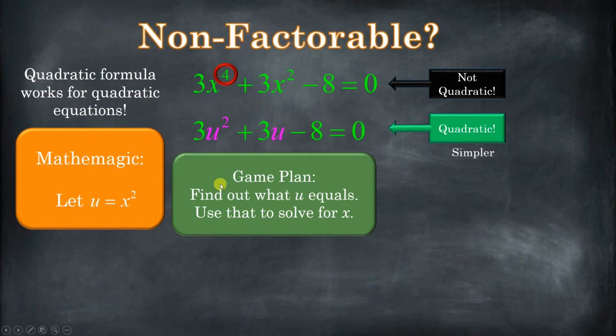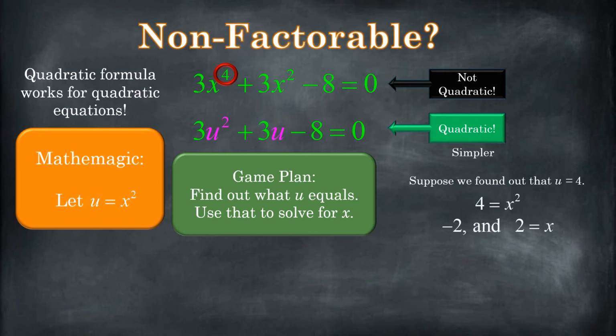So here's our game plan. We can find out what u is because this is quadratic. And if we know what u is, then we can use this little equation right here that we wrote to figure out what x is. So suppose that we found, for example, that u is 4. It's not, but let's say it was, right? Well, we know u is equal to x squared, so that means that 4 is equal to x squared. So x would either be 2 or -2.